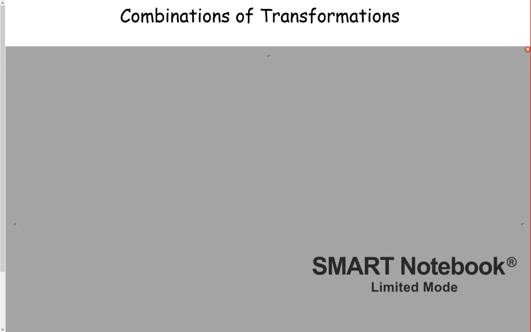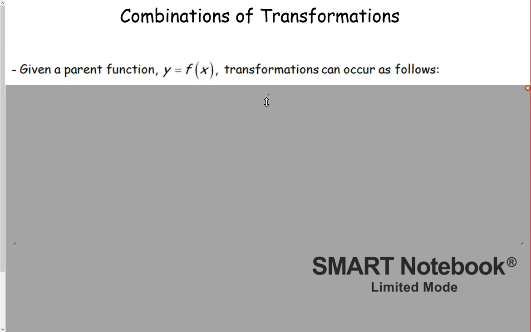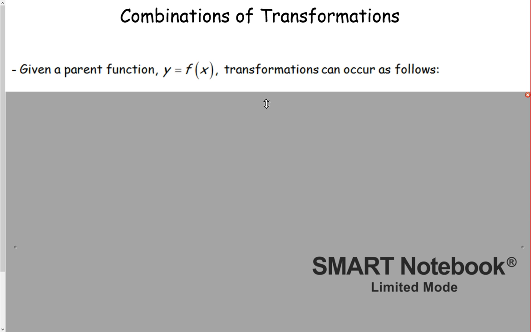Okay, so now we're going to look at combinations of transformations in some different parent functions, and then we'll go to Desmos and we'll try graphing some of them and see what they look like. So if you've got a parent function, we're calling that parent function y equals f at x. That's just what we're going to name it. Here are some transformations that we can have.